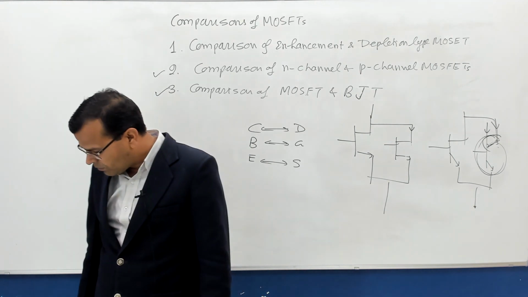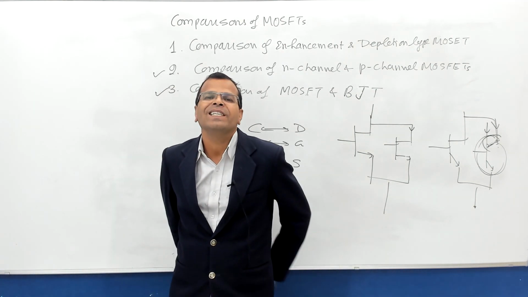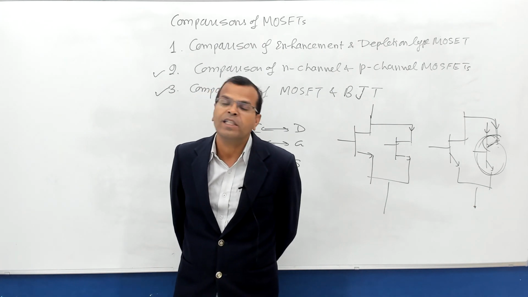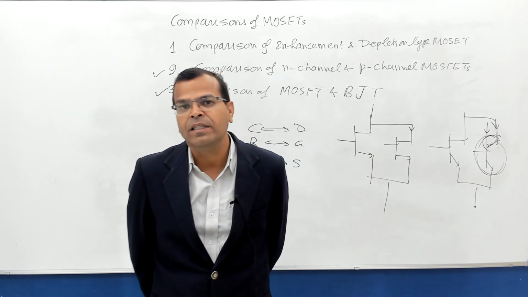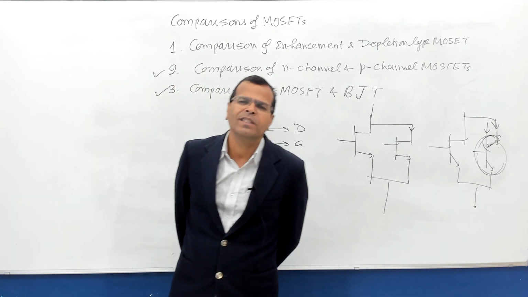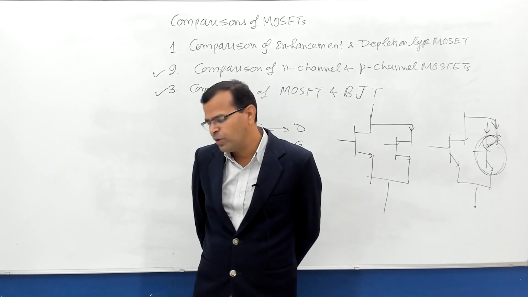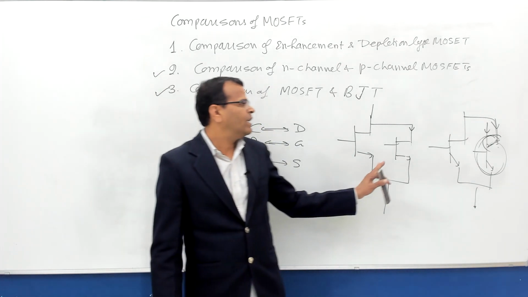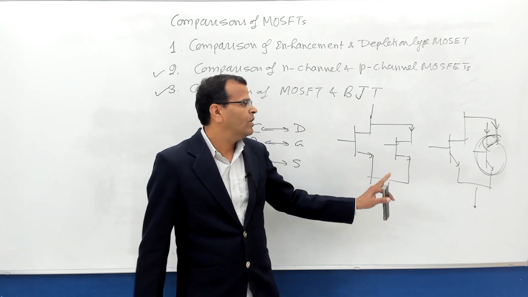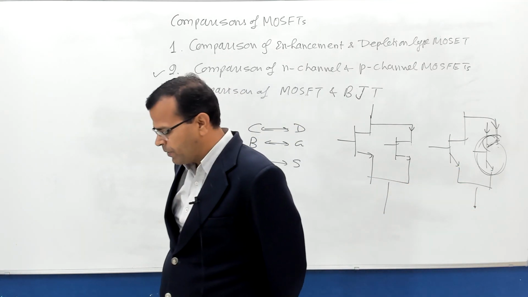Then MOSFET is less noisy as compared to BJT. That is related to transit time factor and all. I am not discussing that in detail. Just remember, MOSFETs are less noisy as compared to BJT. Voltage requirement of MOSFET is less. Voltage requirement of BJT is comparatively more.